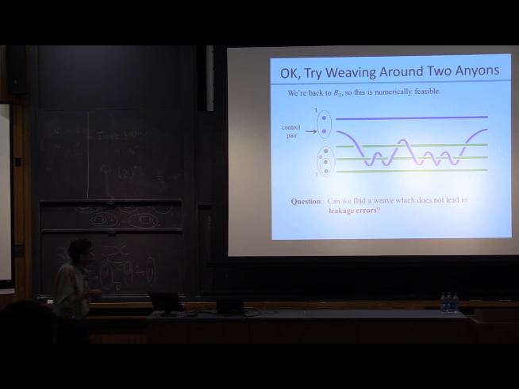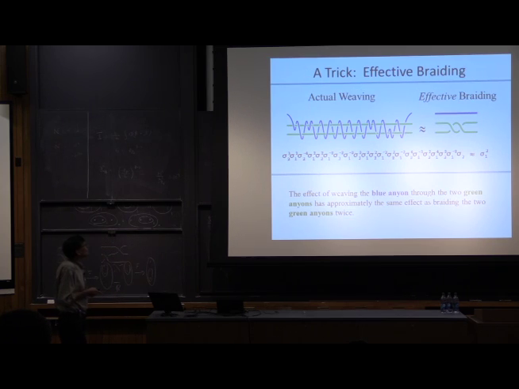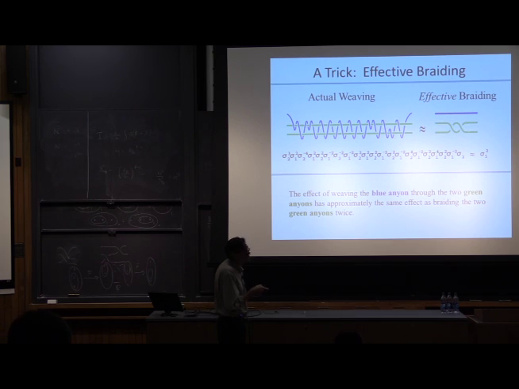So the trick is to find some weaving pattern that doesn't induce a transition out of the encoded qubit space here. And I could write down some of the mathematical equations that requirement forces you to satisfy, but it's easier to just show you the answer in pictures. The answer, and this is in fact the unique answer, is that you find some weaving pattern where I'm weaving this particle around, let's say, the top 2 particles there. I find some weaving pattern which approximates the effect of braiding these 2 green particles around each other.